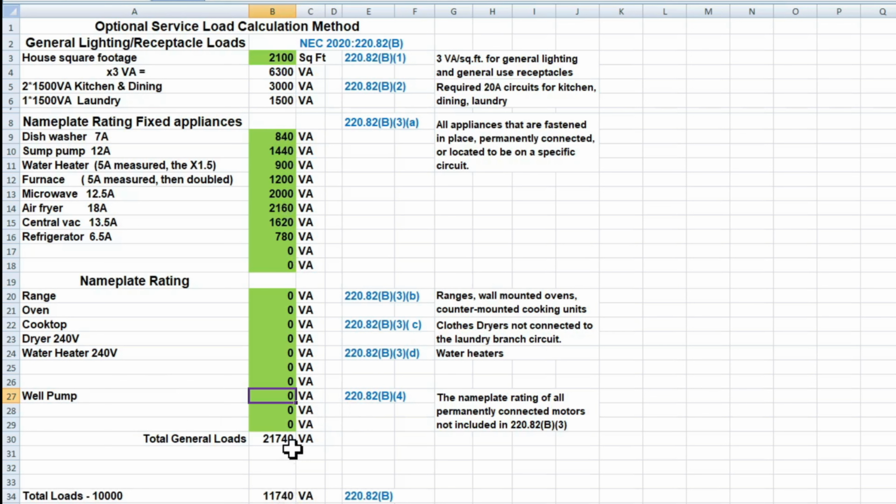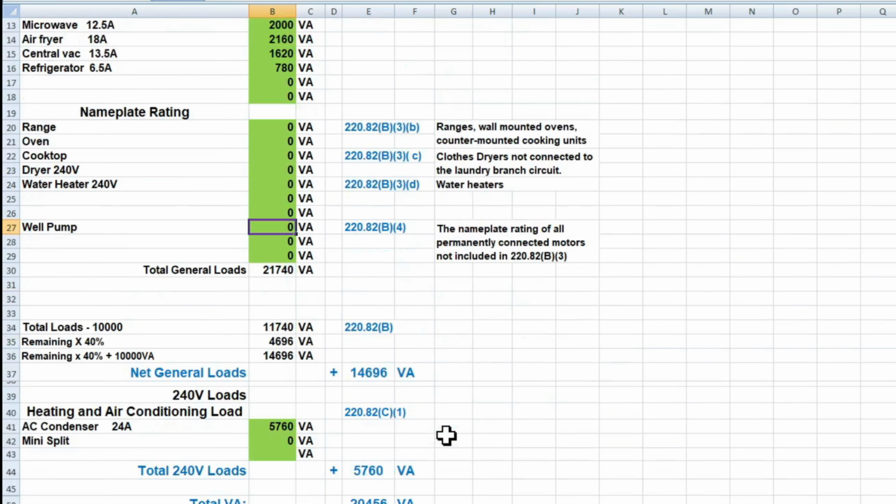The way a spreadsheet works is that right here, it automatically takes all these numbers that I specify and puts them here. That's the total general loads, all added up. Just scroll down a little. So then 220.82(B), we're going to do that demand factor calculation.